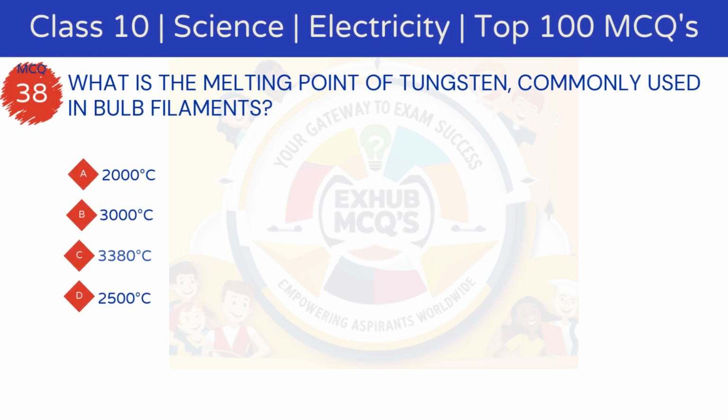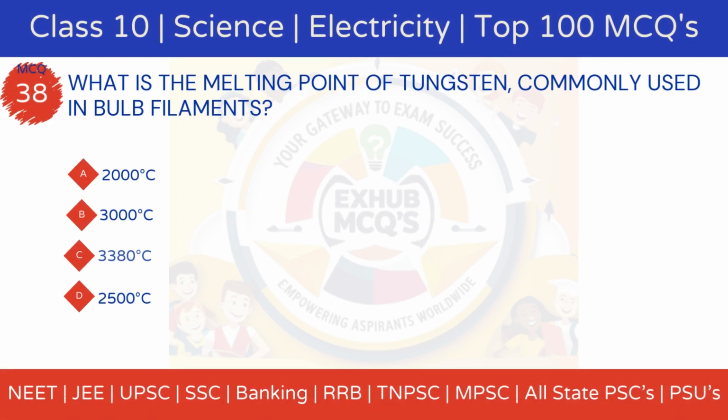MCQ 38. What is the melting point of tungsten, commonly used in bulb filaments? Option A, 2,000 degrees. Option B, 3,000 degrees. Option C, 3,380 degrees. Option D, 2,500 degrees Celsius.